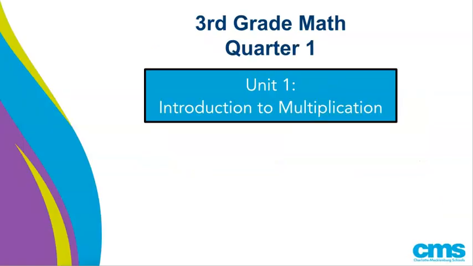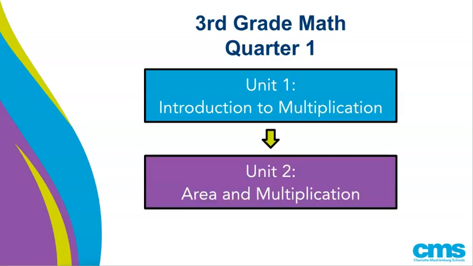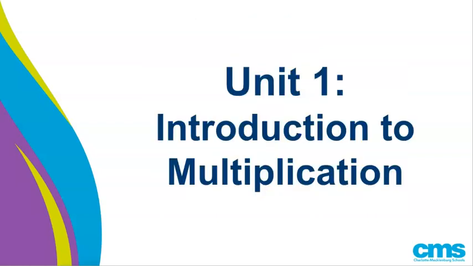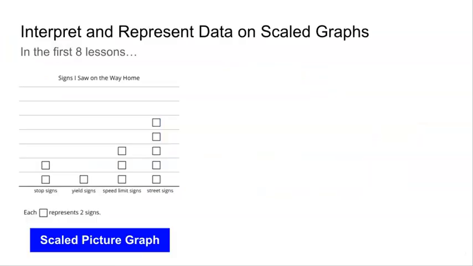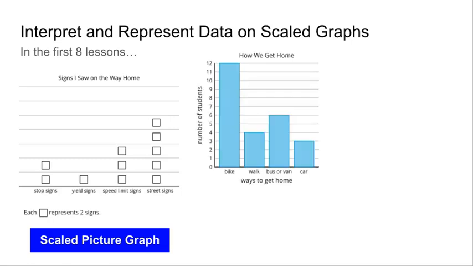During Quarter 1, 3rd grade students will complete Unit 1, Introduction to Multiplication, and Unit 2, Area and Multiplication. The first unit, Introduction to Multiplication, allows students to interpret and represent data on scaled pictographs and scaled bar graphs, building on his or her work with graphs in 2nd grade. The first 8 lessons in Unit 1 allow students to make sense of and draw pictographs and bar graphs.